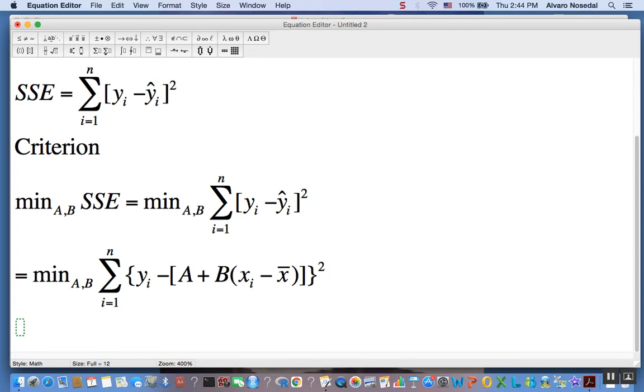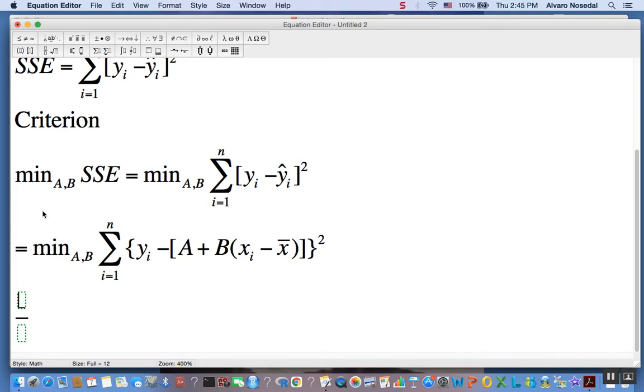We know what we have to do. We will have to take partial derivatives with respect to A and with respect to B, and we're going to have a system of linear equations that we will have to solve. So let's do that. It's not going to take that long now that we know how things work.